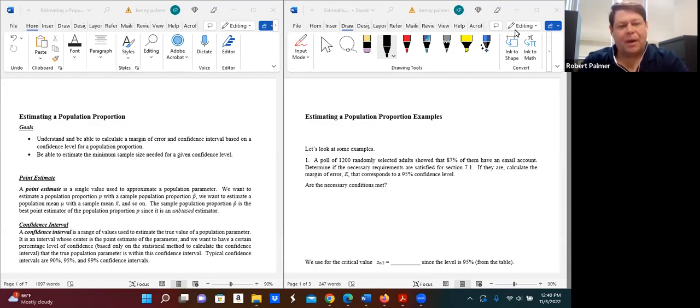Hello, everyone. Welcome back. So today we want to talk about estimating a population proportion. And from that, we're going to learn how to actually find what's called a confidence interval. I'll explain what a confidence interval is, but first, let's take a look at the basics.